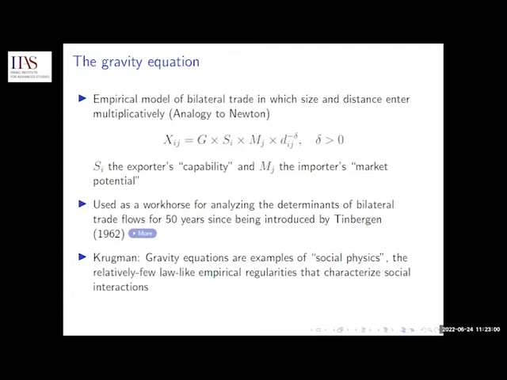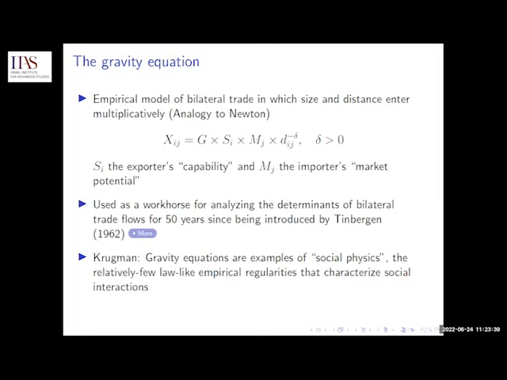So for the notation, I'll try to be consistent. I, in what I'm going to say, is always going to be the country that exports. J is the country that imports. SI is going to be a measure of the size of the country. Perhaps I'll be a bit more specific afterwards. MJ is going to be the importer's size or its market potential. And DIJ is a measure of distance between those countries, and I can augment the model with other measures of cultural distance, institutional distance, etc. But the idea is that the further away the countries, the less trade.